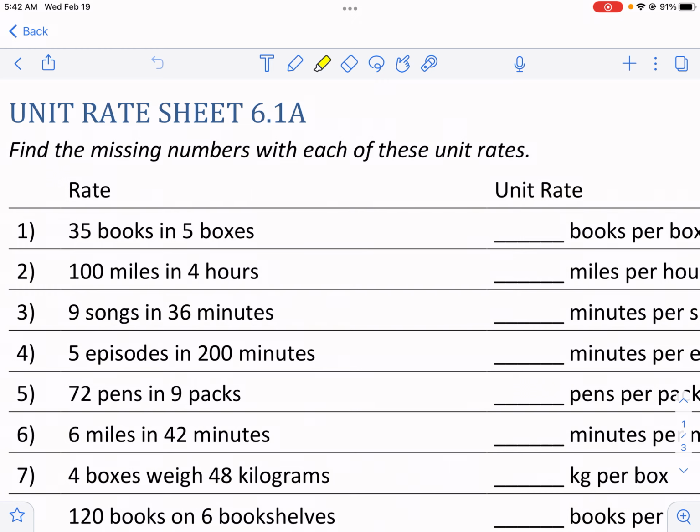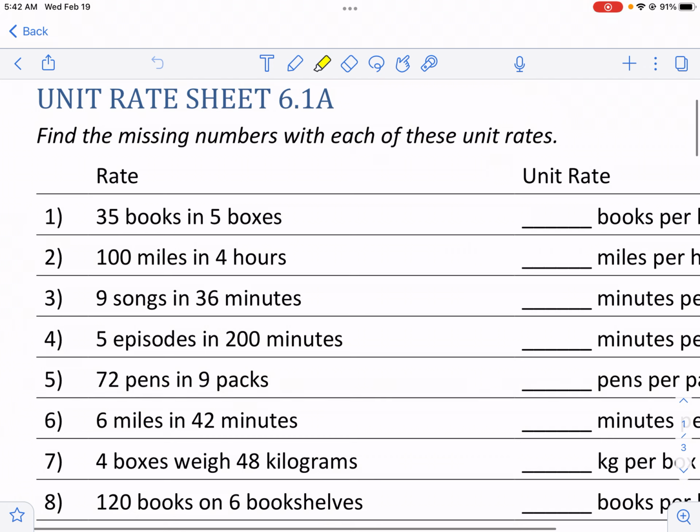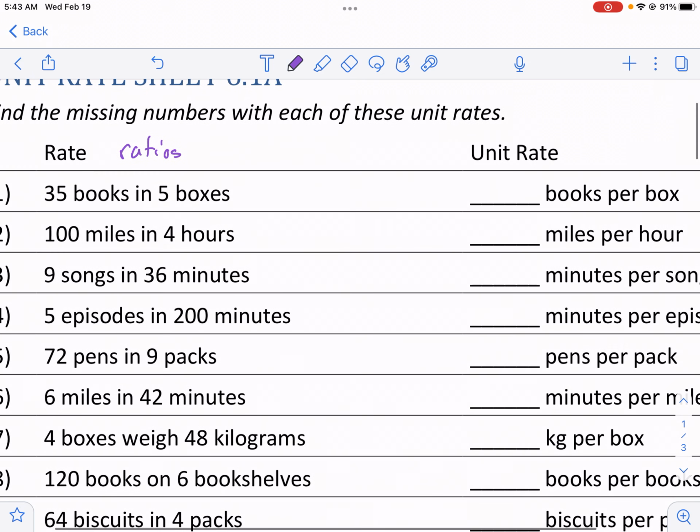So let's go ahead and start this one. We have to find the missing numbers with each of these unit rates. So we're given a rate, and essentially each one of these is a ratio, which is comparing two different things. But these are more popular ones that you may see. So we're going to handle these ratios and simplify them to find the unit rate.